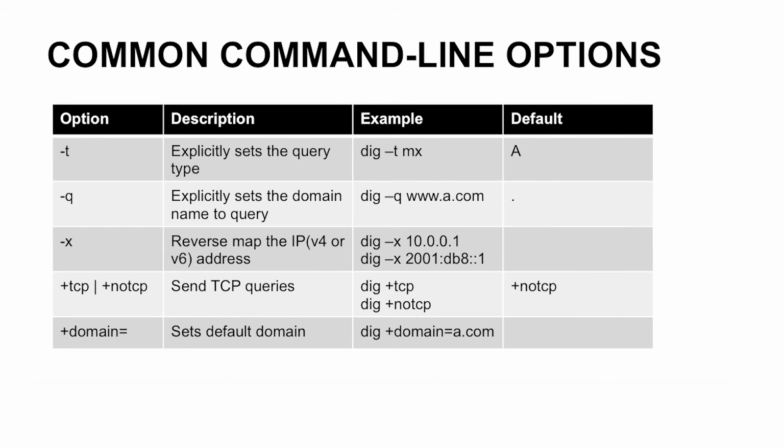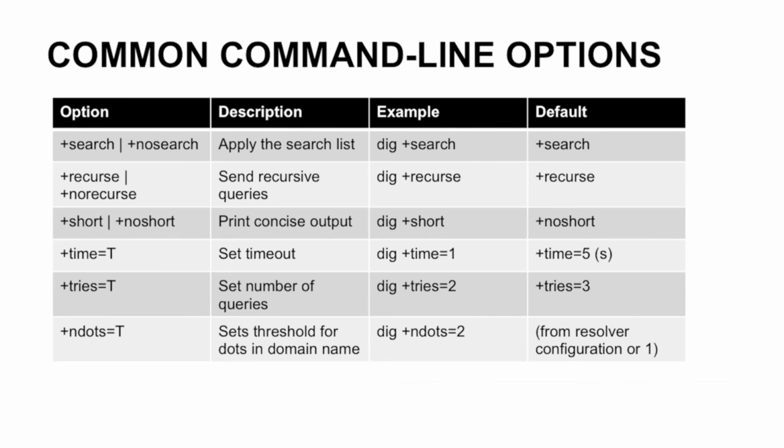+tcp or +notcp tells dig to send TCP-based queries or UDP-based queries, and of course, by default, it sends UDP-based queries for everything but zone transfers. +domain sets the default domain. +search or +nosearch, very much like nslookup's search argument, tells dig to apply the search list or not to apply the search list. +recurse or +norecurse tells dig to either send recursive queries or send non-recursive queries. +short or +noshort tells dig to send concise output to standard out versus very short output. +time, +tries, and +ndots set the timeout, the number of queries dig sends, and the threshold for the number of dots in a domain name to be looked up first before applying the search list. And you can see the defaults over on the right-hand side.